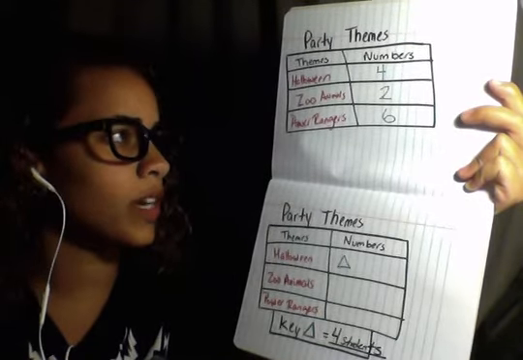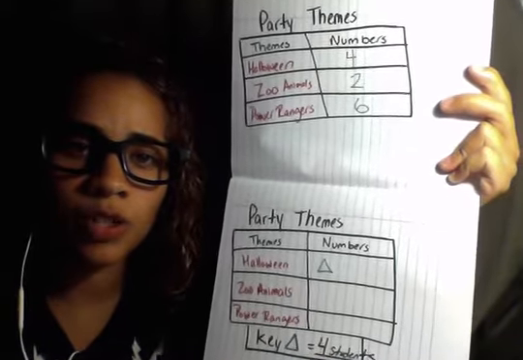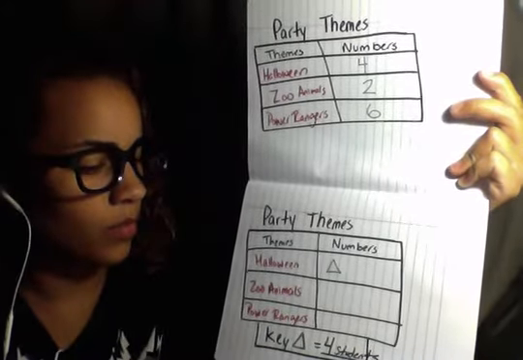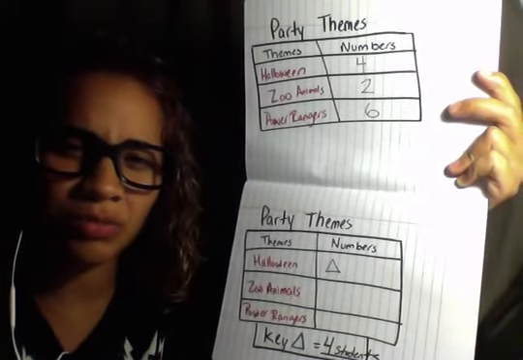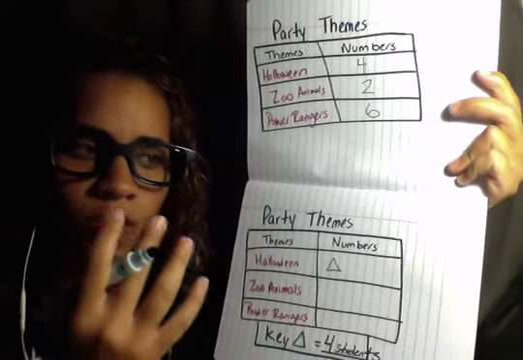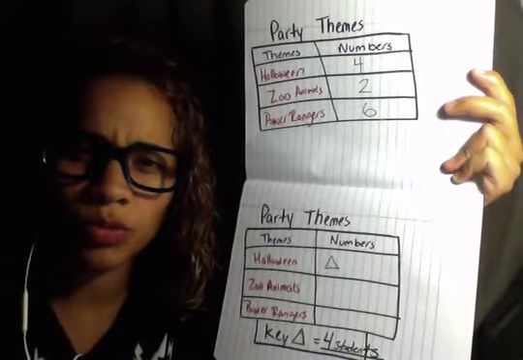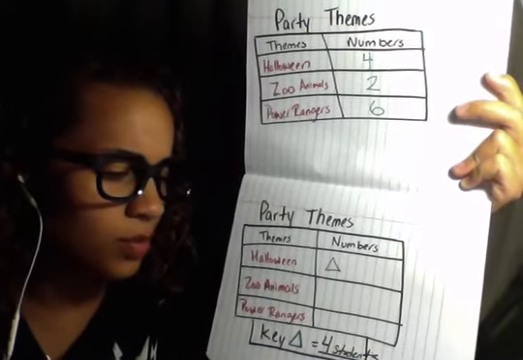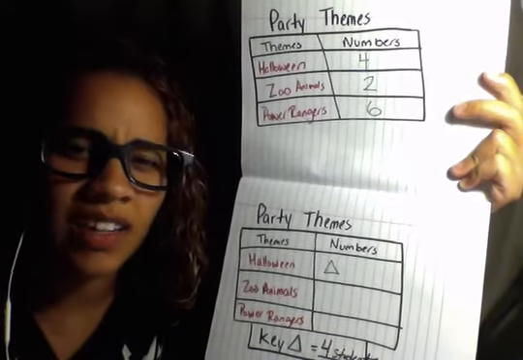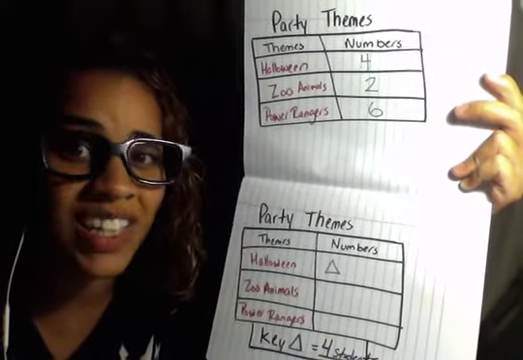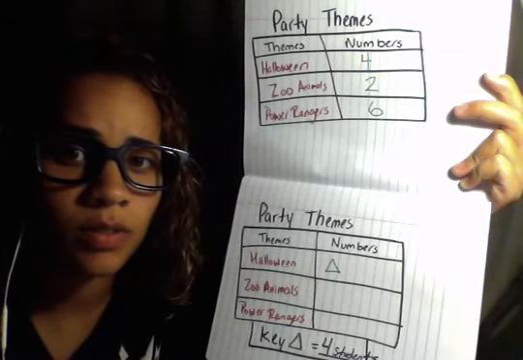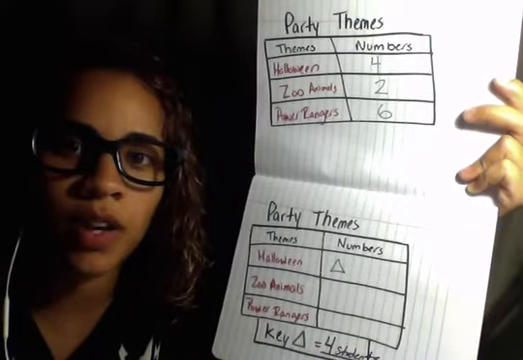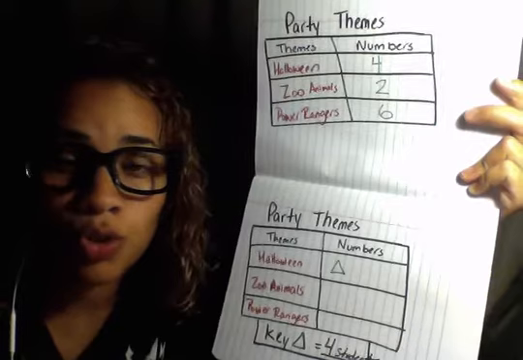Now, zoo animals. How many kids chose zoo animals? 2, very good. Wait a minute, but that triangle symbolizes 4 students. So what can I do? What can I do? Tell me. If that symbol represents 4 kids, how can I represent 2 using that same symbol? Good idea. We can cut it in half. We can use half the symbol. Half the symbol would mean 2 students.